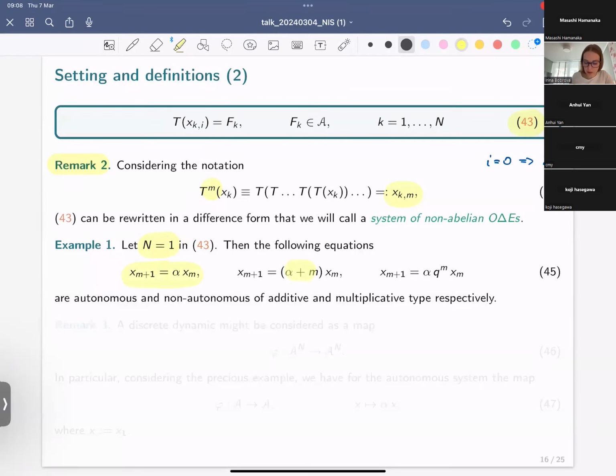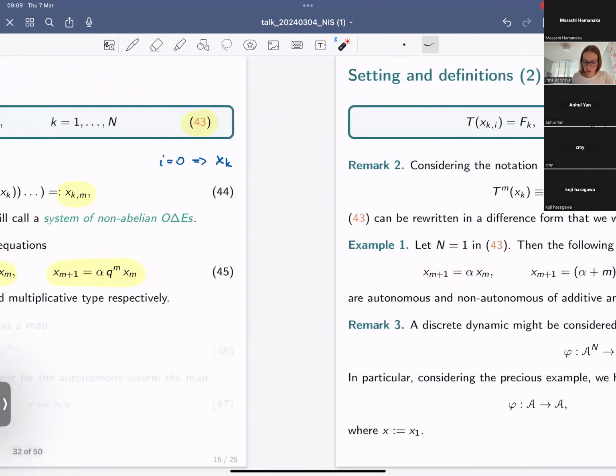The second one is a non-autonomous system of additive type, sorry, because our parameter alpha is shifted by m. And the last type is also non-autonomous, but of multiplicative type, because we have this multiplicative constant. Yeah, this is just some kind of an illustration.